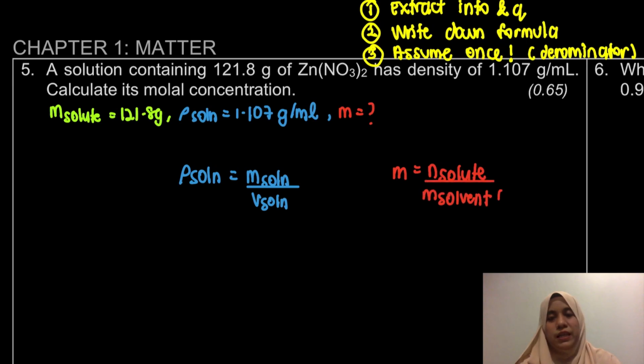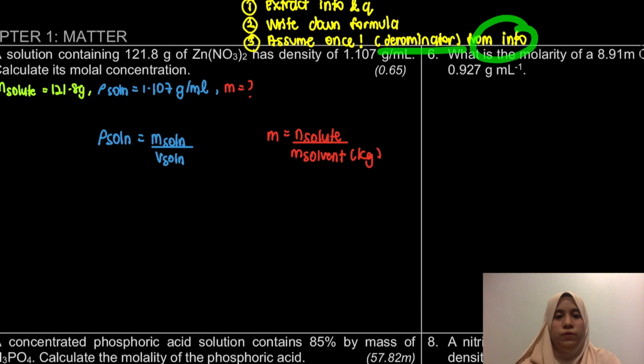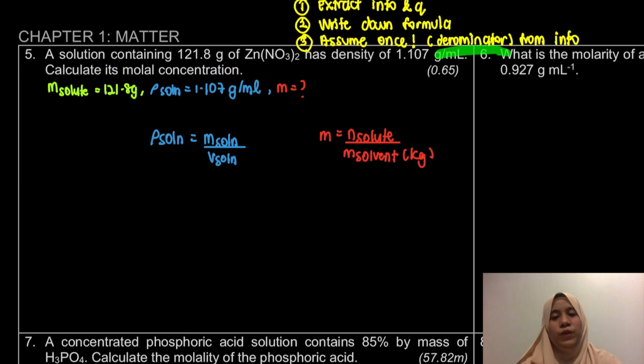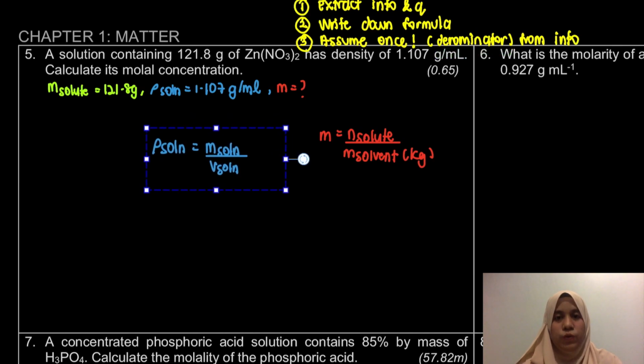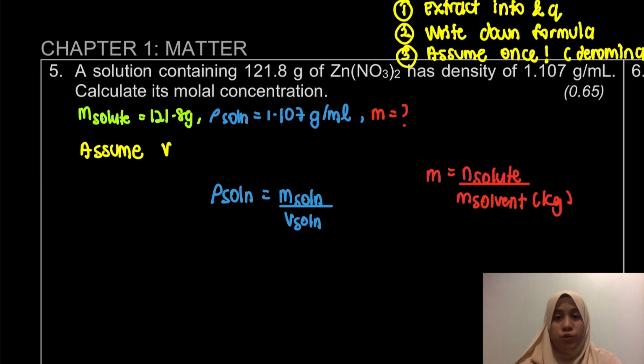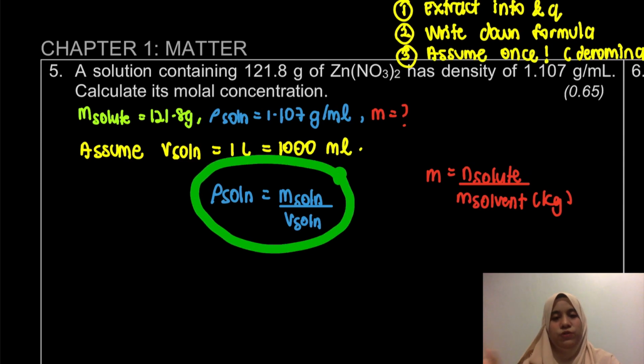So this is actually our step number 2. Okay, step number 3, assume one switches the denominator from info. So from the information, we only have the formula from the density. So we have the volume of solution. So again, for the volume of solution, what we're going to assume is that the volume of solution is equal to 1 liter or 1000 milliliter. Okay, for this question, Miss will not do the whole way through. I'm just going to give you some hints. The rest, I believe you could try yourself.